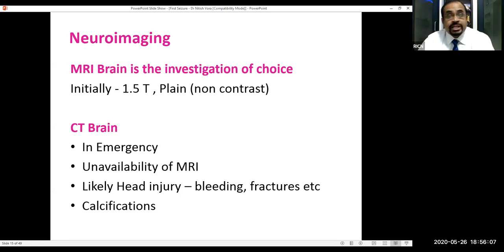Is there any role of CT scan? Yes, of course, in an emergency, when there's non-availability of MRI, likely head injury or some trauma. And of course, when you're suspecting calcifications, like in Sturge-Weber or tuberous sclerosis, something like that.